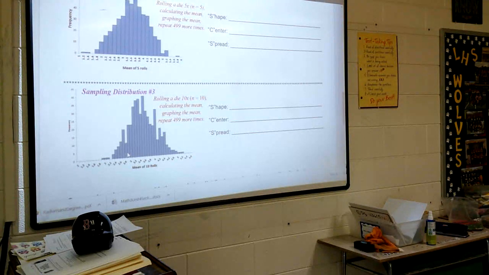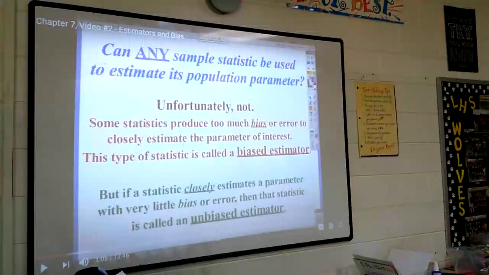So we're going to go to section 2 here today. With video 2 on bias and variability, the first thing it says, can any sample statistic be used to estimate its population parameter? The answer is no. So unfortunately, it cannot. Some statistics have too much bias or error to closely estimate the parameter of interest. Okay, that's called a biased estimator.